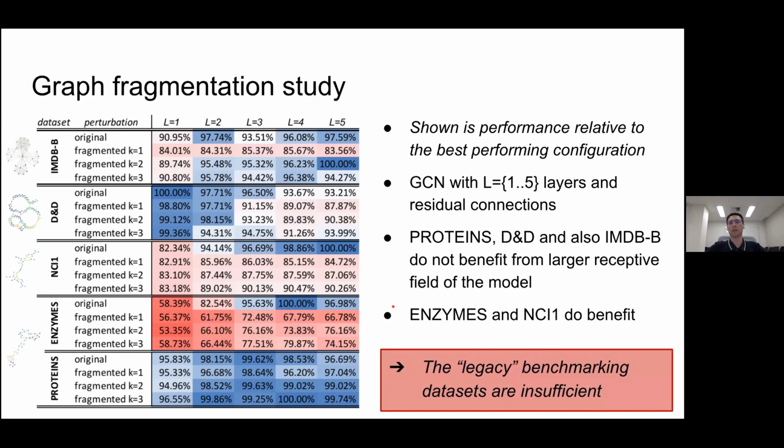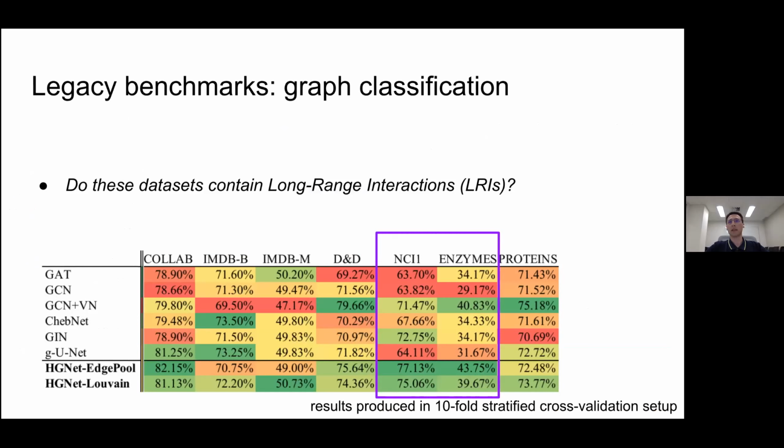And so that's why these data sets are really not sufficient for testing the ability to capture these long-range interactions. And as we saw, the NCI and enzymes were actually the ones that we've seen to exhibit most of this property, and that's where interestingly our models performed really well.